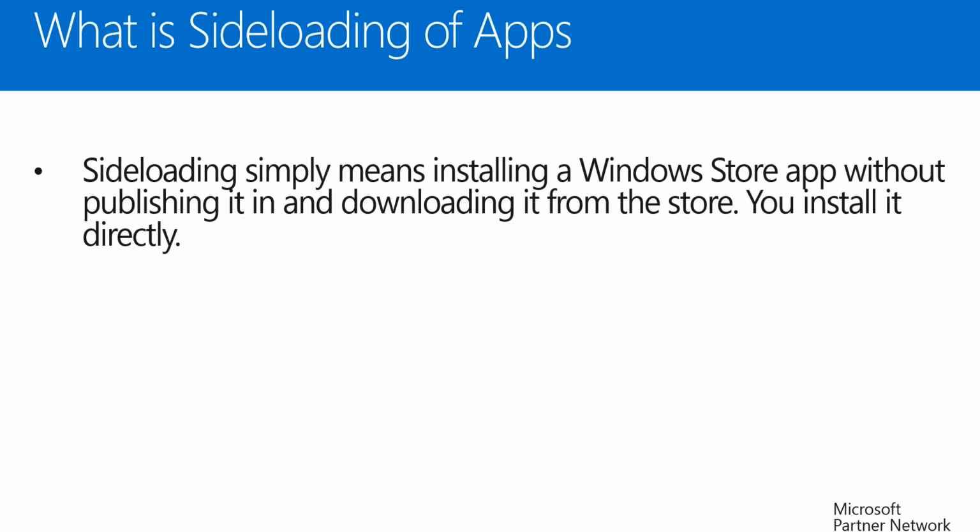A great thing about Windows Store apps is that they are super simple to install and also to uninstall. But you probably do not want to publish an application through the Windows Store because you may not want them to be publicly available. So you can instead sideload such applications. Sideloading simply means installing a Windows Store application without publishing and downloading it from the store.